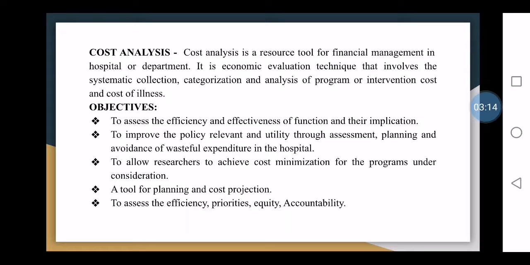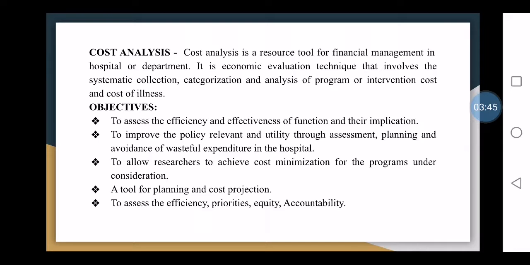Next, to improve the policy relevance and utilization through assessment, planning and avoidance of wasteful expenditure in the hospital. So in a hospital, how much the policies really work, and how they have been utilized. What about the assessment or planning, or the avoidance of wasteful expenditure, whether we are wasting the resources in some unwanted area. So in order to know all these things, we should do a cost analysis.